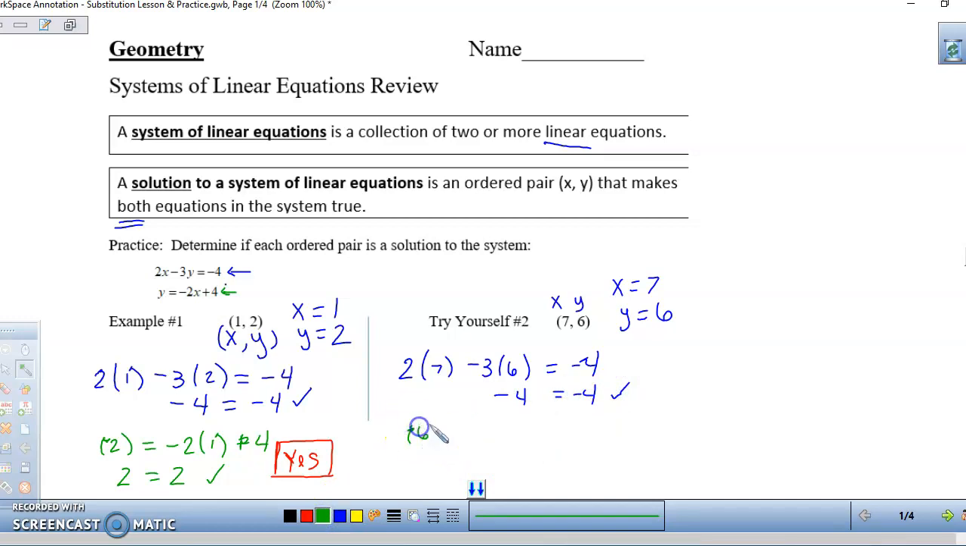So I have a 6. y equals, and then negative 2 times 7 plus 4. So on the left side, this is obviously just 6. And then this is negative 14 plus 4, which is negative 10. So that is not true. So it doesn't work for the second equation. Therefore, my answer here is no. That point is not a solution to the system because it does not work here.